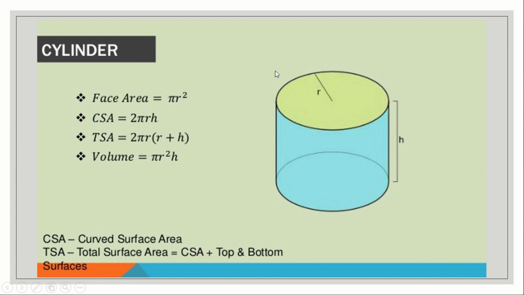Next is total surface area. Total surface area is, along with this curved surface area, if you take into consideration the top and bottom portion, that is called total surface area, which is given by 2 pi r into (r plus h). Next is volume. Volume is equal to pi r square h. Pi r square is the area of this surface and h is the height. So that will give you the volume of a cylinder.